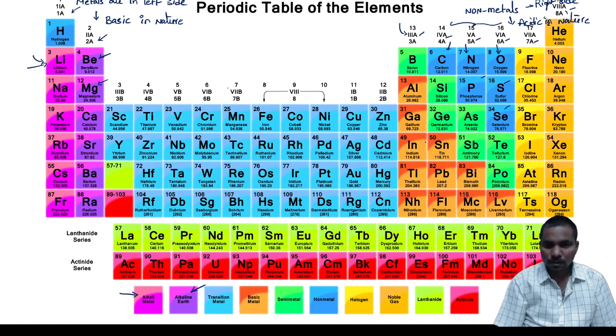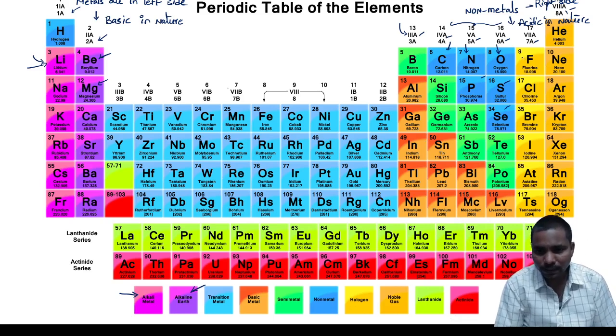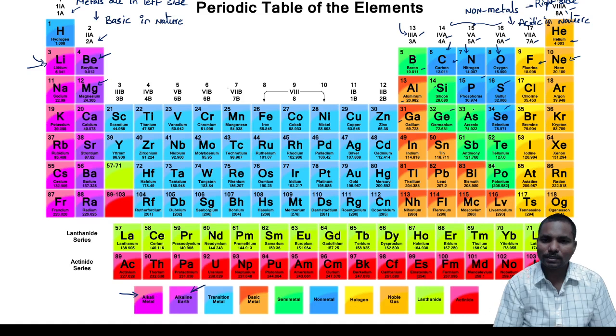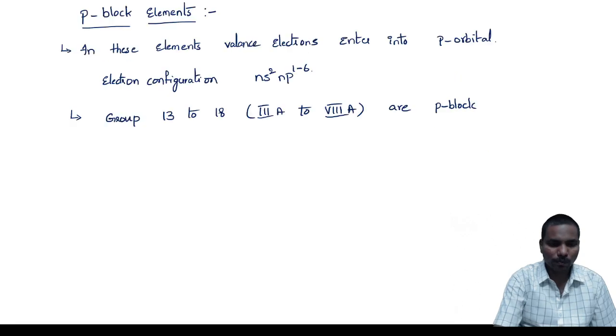In this P block, consider aluminium, gallium, indium, and also boron, silicon, germanium. Aluminium, gallium, indium are metals. Boron, silicon, germanium are semiconductors. Carbon, nitrogen, oxygen, phosphorus, sulfur are non-metals. Fluorine, chlorine are also non-metals. Helium, neon, argon, xenon are noble gases. So all are present in this P block. Note down that point.